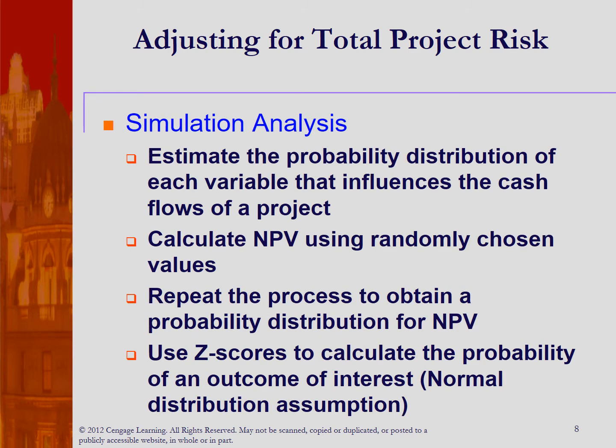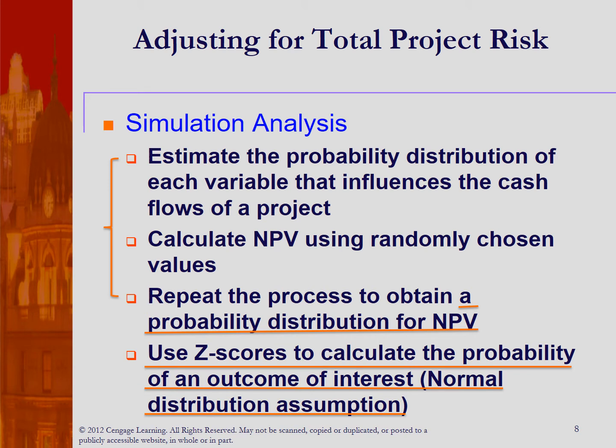A firm can use the simulation technique to generate a probability distribution for the project's net present value and to compute a mean and a standard deviation. Given the information, it is possible to compute the probability of an outcome of interest. For example, the probability that the project's net present value is negative, that is, less than 0. If the project's net present value is normally distributed, we can use z-scores to calculate the probability of an outcome of interest.